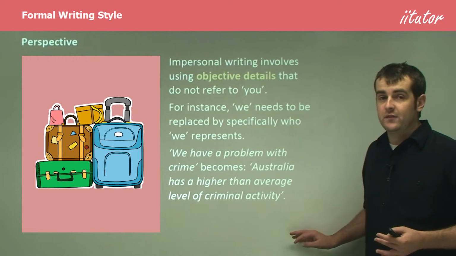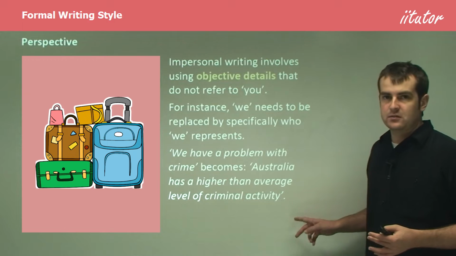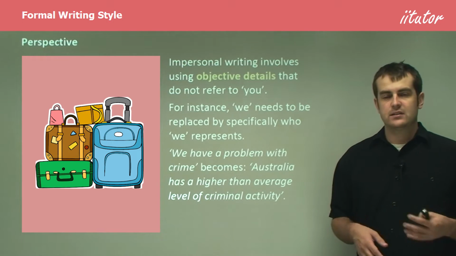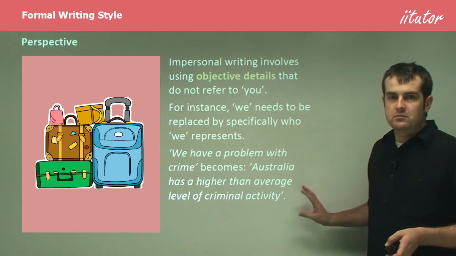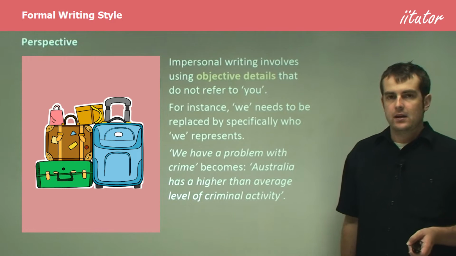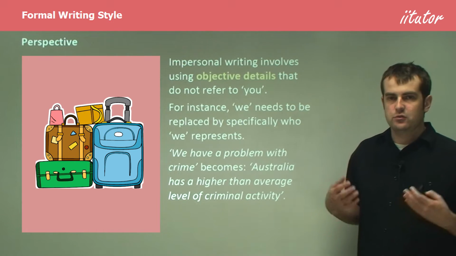Hopefully then you'll support it with an actual specific to say what that average is, whether that's a worldwide average or an average over the last 100 years or so. That helps to make your argument sound so much stronger than if you just say "we have a problem with crime." And that's again what formal writing helps you to achieve.